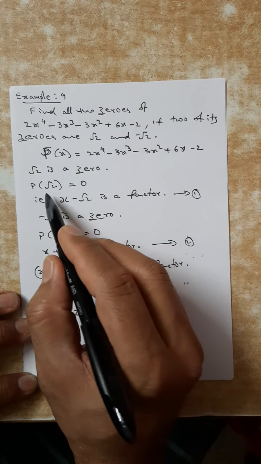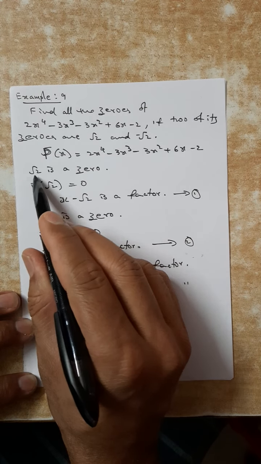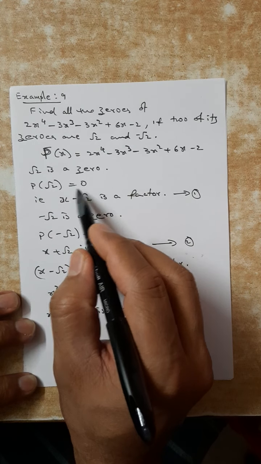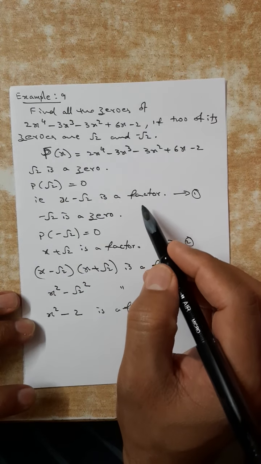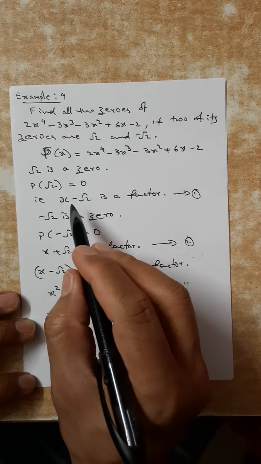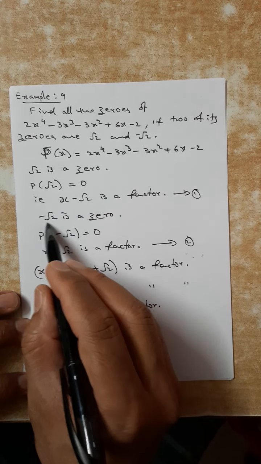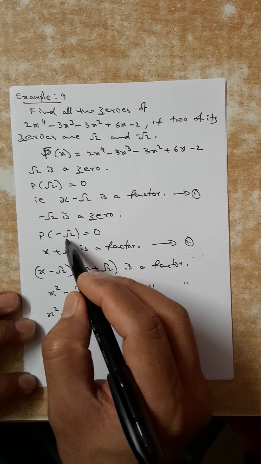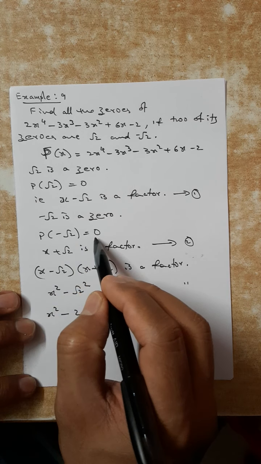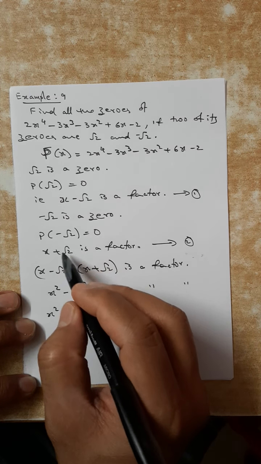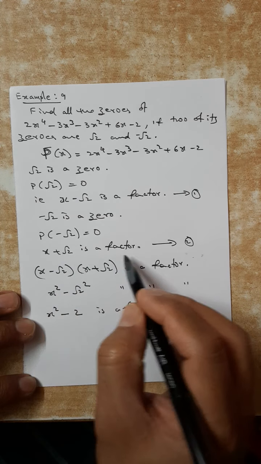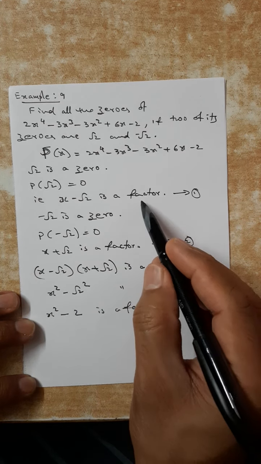Root 2 is a zero, the given thing. Therefore, from that we are saying p of root 2 is 0. That is, x minus root 2 is a factor. We studied the factor theorem last year. Minus root 2 is a zero means the same thing written in another way. Symbolically p of minus root 2 is 0, that is the factor theorem. So x plus root 2 is a factor. So two factors are there.